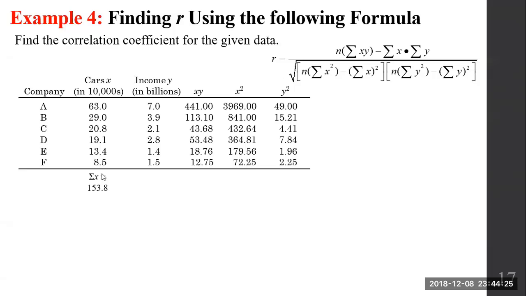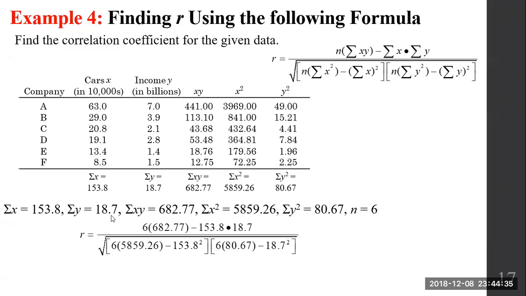And then we want to sum all those, so you can find the sum of x, sum of y, sum of xy, sum of x squared, and sum of y squared. And then the next step is simply to substitute those values into this formula. As you can see, we really rely on technology to find R, because a lot of calculations are involved to do it by hand. In this case, R would be equal to 0.982.